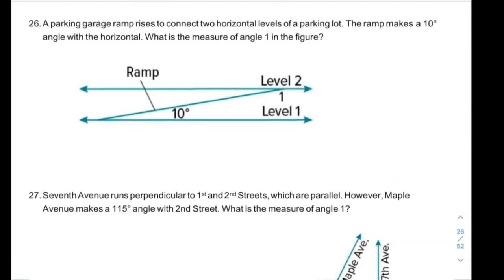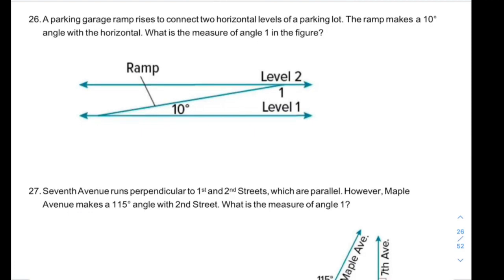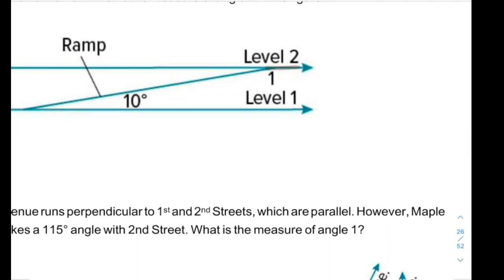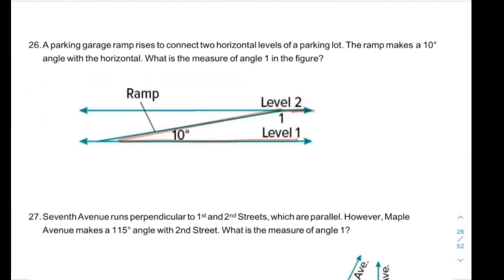A parking garage ramp rises to connect 2 horizontal levels of parking lot. The ramp makes a 10-degree angle with the horizontal. What is the measure of angle 1 in the figure? As you see, it's very obvious that these lines are parallel because they are parallel to the horizon, and both are horizontal levels.